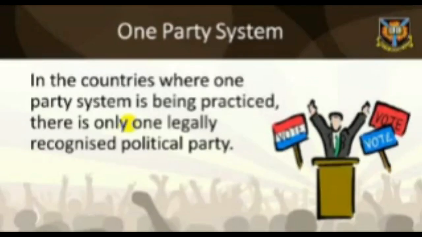One-party system. In the countries where one-party system is being practiced, there is only one legally recognized political party. This is not to say that there are no other political parties, but all other political parties operate outside the legal domain of such political systems. Therefore, it is only one political party that is recognized under the law, and the only means through which seekers of political office can aspire to fulfill their political ambition.